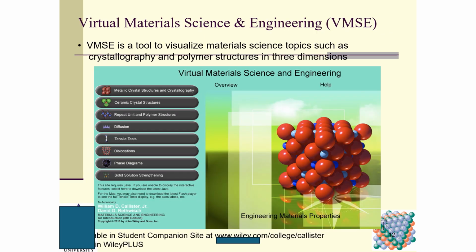And then we talk about this Virtual Materials Science and Engineering. So here, VMSE is a tool to visualize materials science topics, such as crystallography and polymer structure in 3 dimensions. So this is a very, very useful tool. I think if you buy this textbook from the bookstore, you will get a disc, or maybe now it's not a disc anymore. Maybe you can get some separate files that contain this tool.